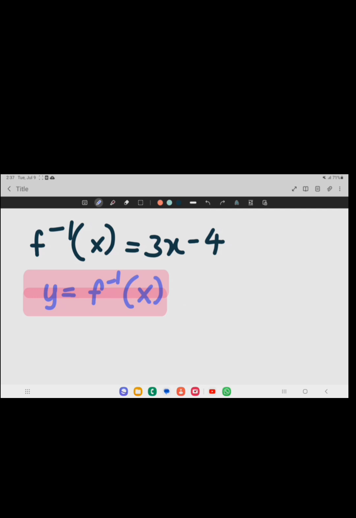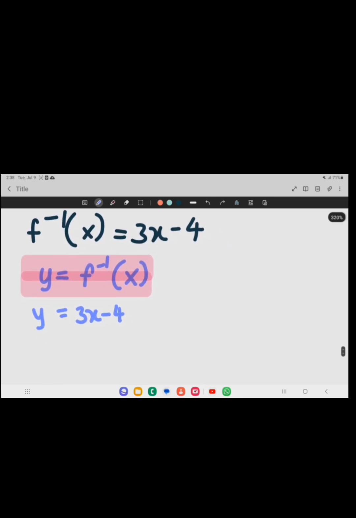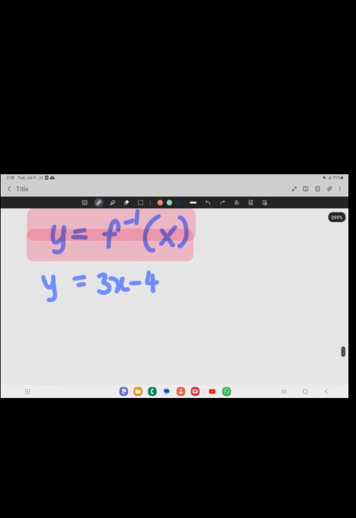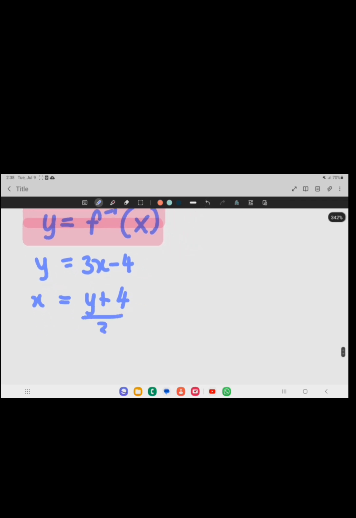So if y is equal to f power of negative 1 of x, it also means that y is equal to 3x minus 4. Where do I get this from? I get this from the question itself. Okay, next, your aim is still the same: you're going to find x as the subject. So how to make x the subject? Move the negative 4 over here, so it will become a positive 4. Then 3x is a times relation, so when you move it over, it will become a divide. So you have already made x the subject.